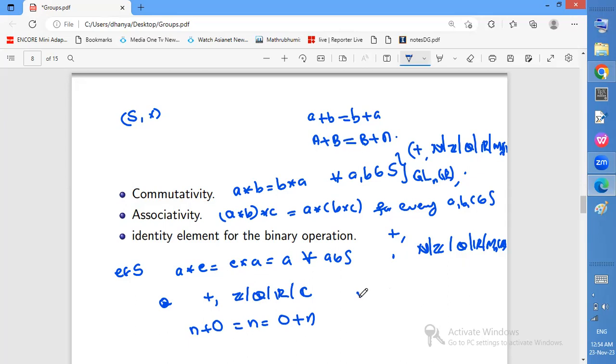Similarly, if we are considering M_n(R) with addition, it's a binary structure that we already know. So what will be the identity element? It will be the n by n 0 matrix. Because for any n by n matrix A over R, we know that A plus the 0 matrix is equal to A, which is equal to the 0 matrix plus A.